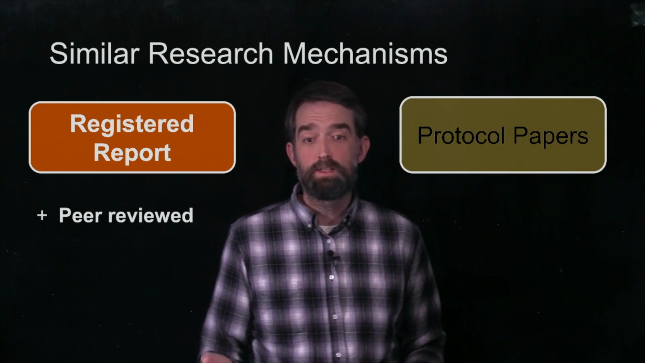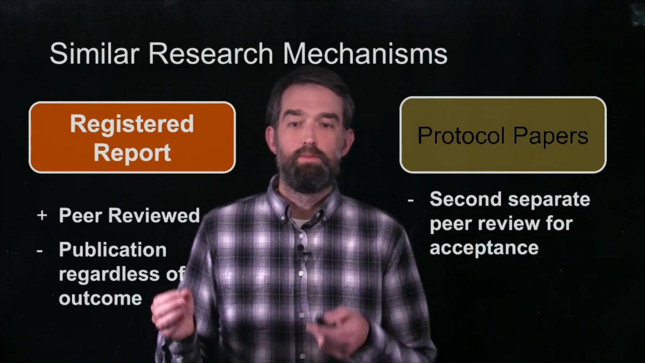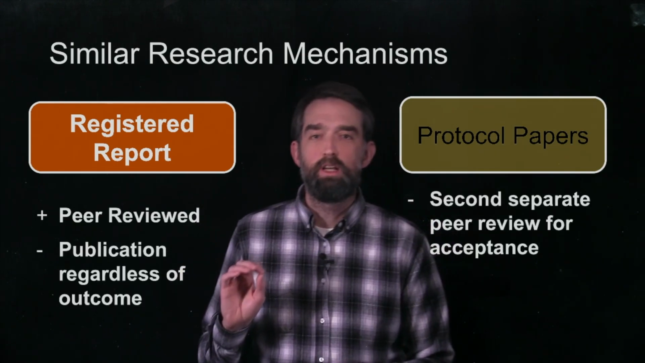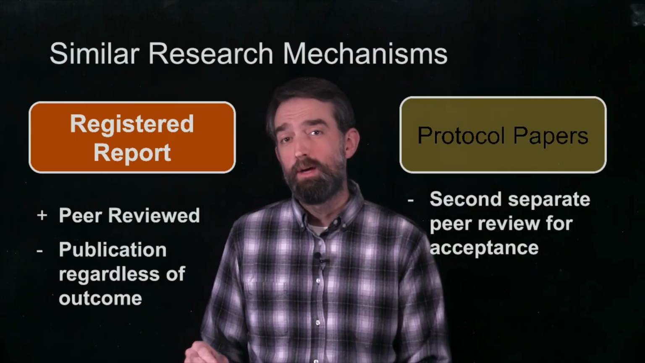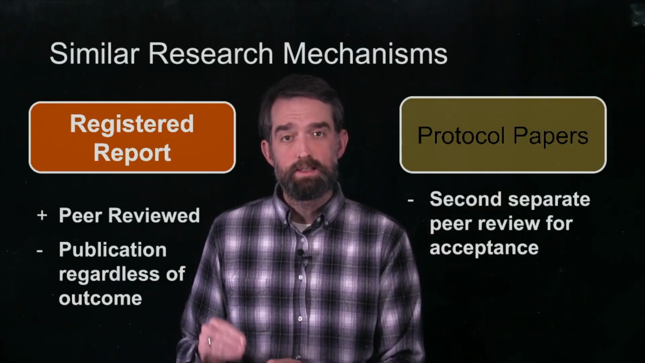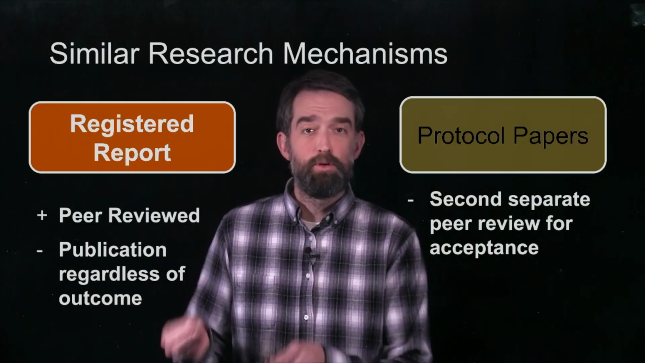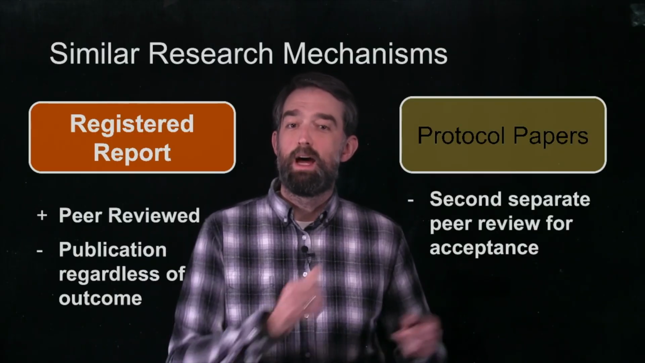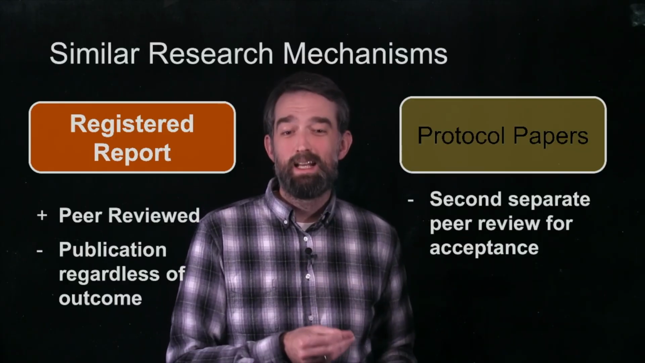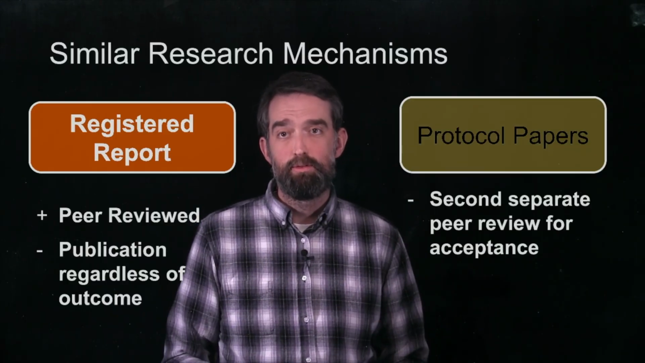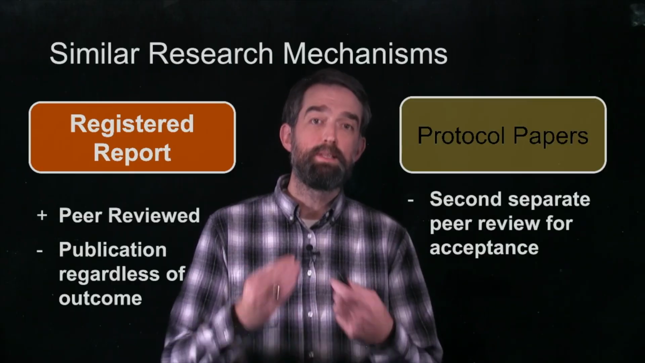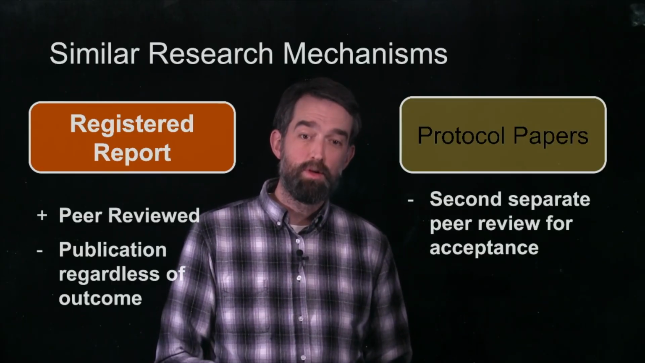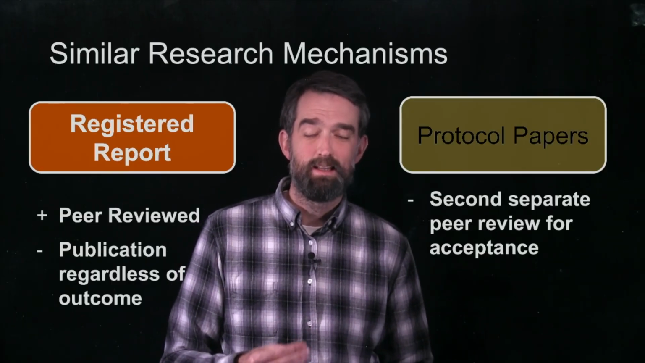Now, there are some differences though, right? With registered reports, you're getting a publication regardless of what your outcome is, right? So once you get that in-principle acceptance, the journal says that we will publish your full manuscript once you are done, regardless of what comes out of it. Now, with protocol papers, that is not the case. You have to go through a second peer review process, right? So you have to go through and resubmit a new paper based off of your results. And so they're not connected.